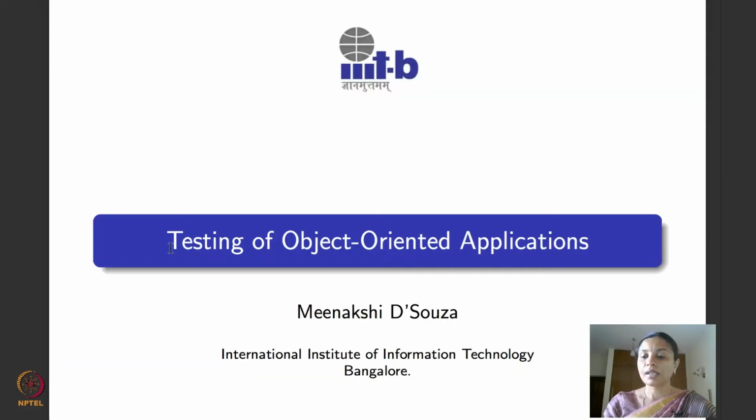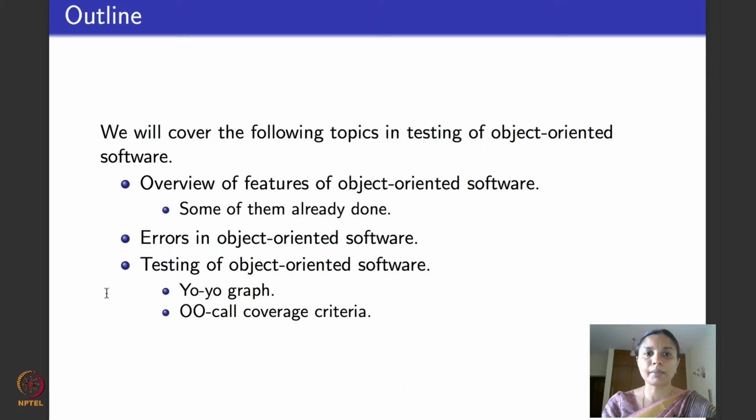If you remember, in week 10, I had taught you about testing web applications and testing object-oriented applications, system-level testing of object-oriented applications. This was the outline of how I began. We saw overviews of features of object-oriented software, some of which were done in the middle of the course. Then we saw an overview of all kinds of errors or anomalies that can occur in object-oriented software, especially during integration testing of object-oriented systems. Then we also saw what is a yo-yo graph.